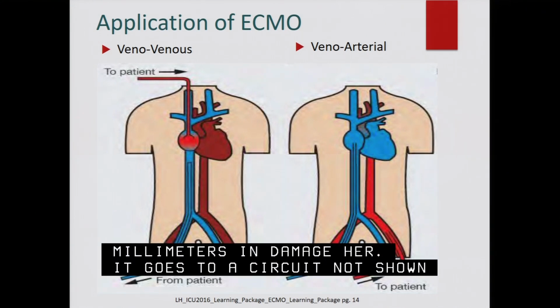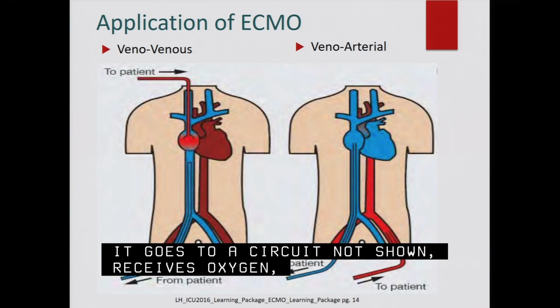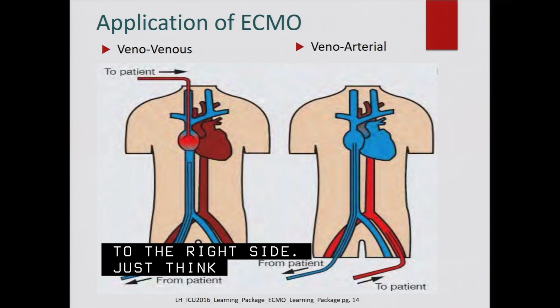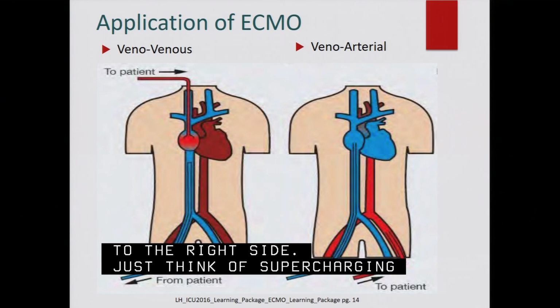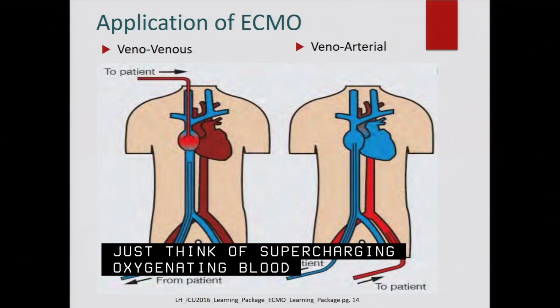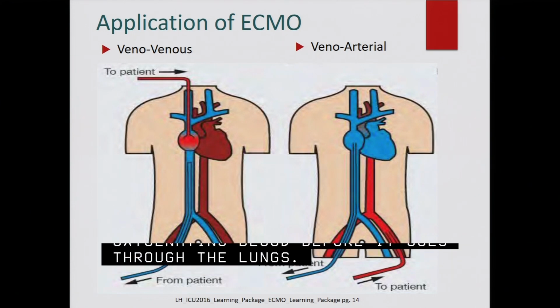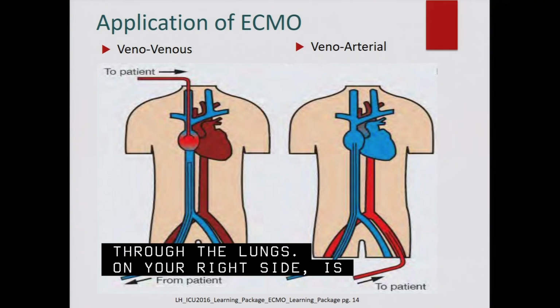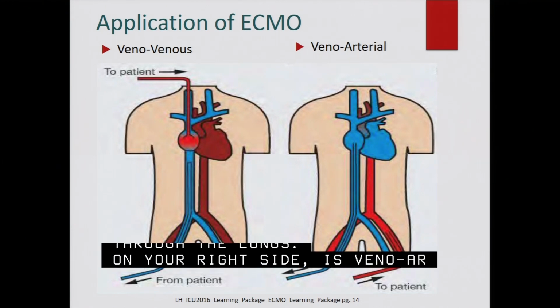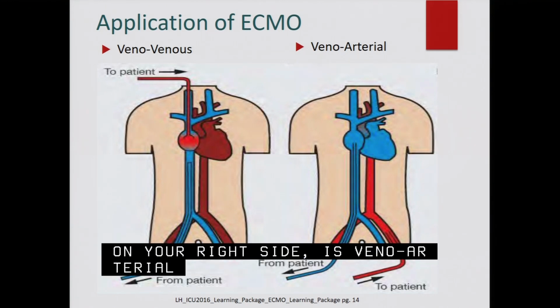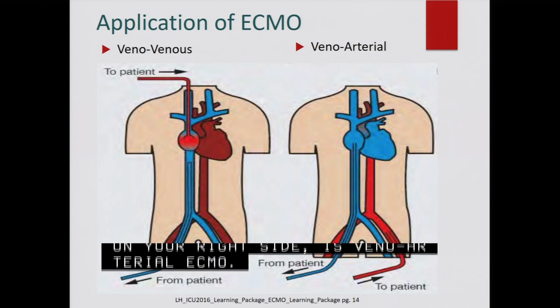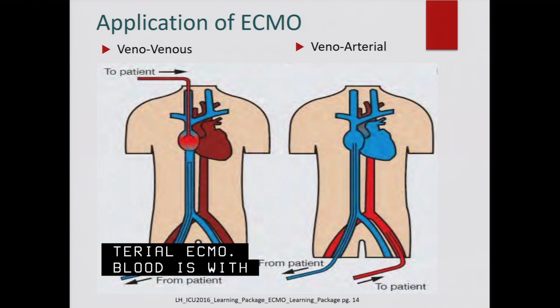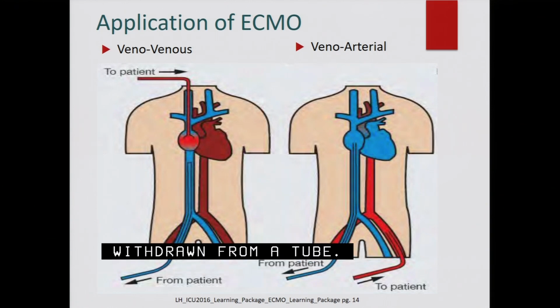Basically, you can just think of supercharging oxygenated blood to return it to the right side before it goes through the lungs, to the body. On your right side is veno-arterial ECMO. That shows, again, blood is withdrawn through a large bore tube from the venous circulation of a patient, taken to the pump, oxygenated, and this time returned to the arterial circulation. Again, this mode of ECMO is used to support both failing heart and lungs.